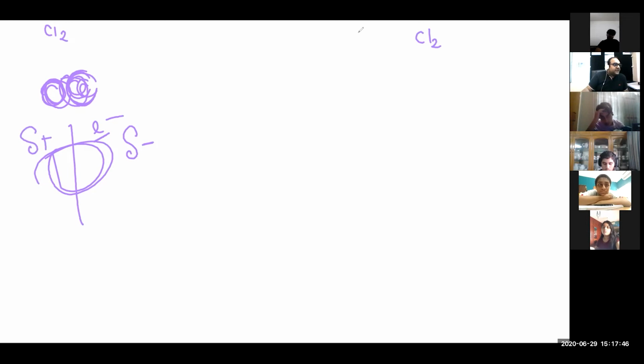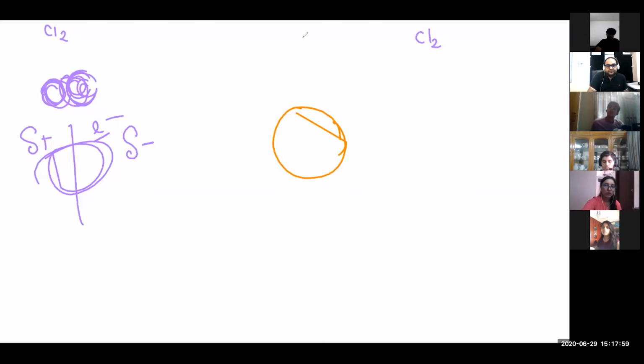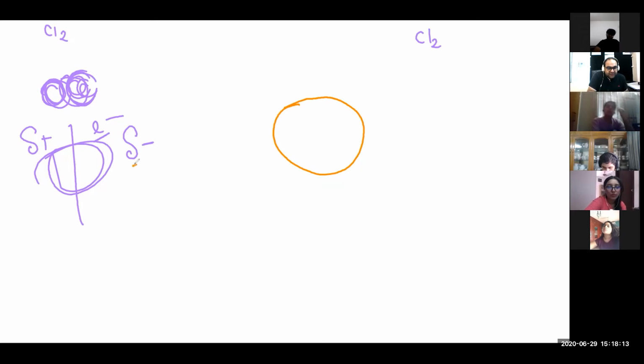So if we take another molecule, the other molecule is a neutral molecule. Now, since its neighboring molecule has a partially negative charge, what will it do? It will repel the electrons away.